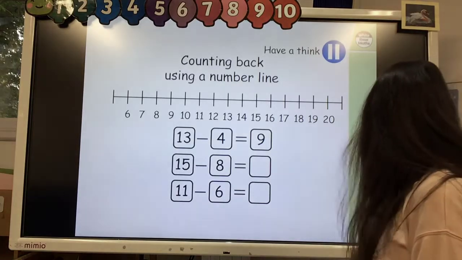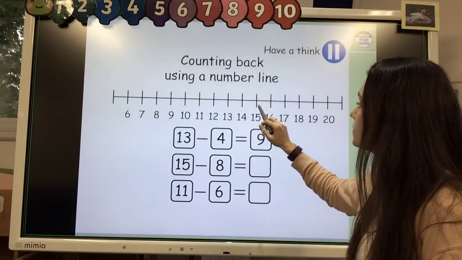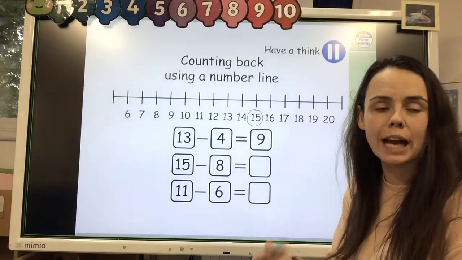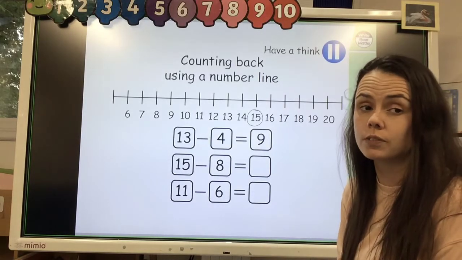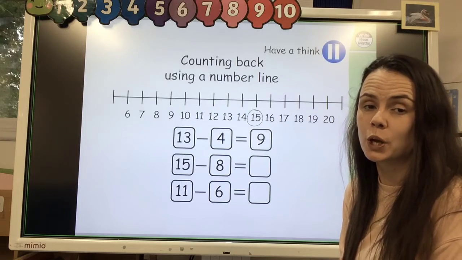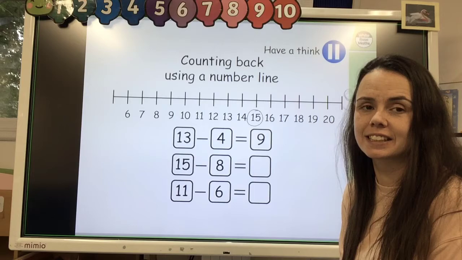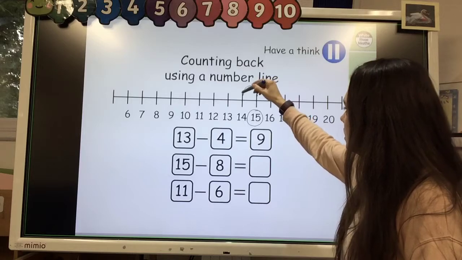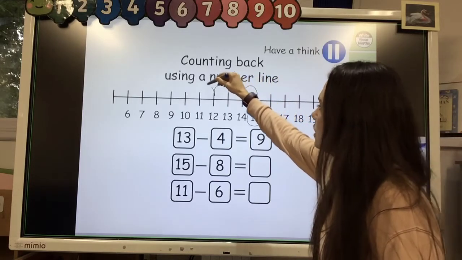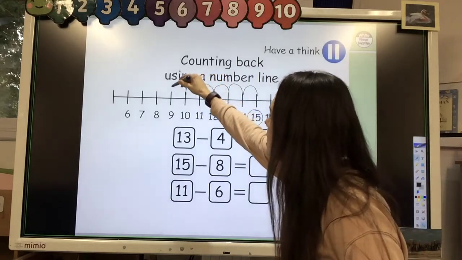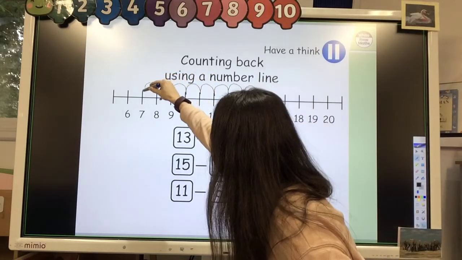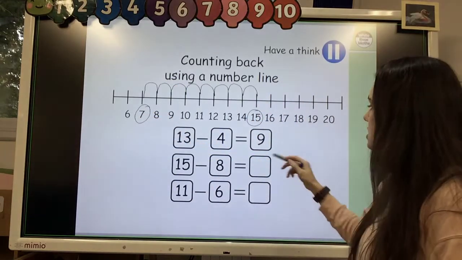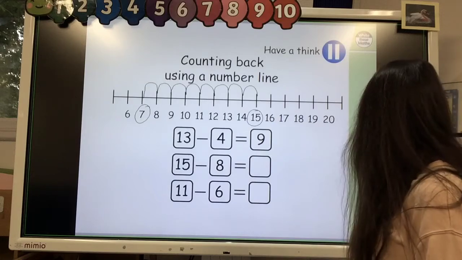Let me try on mine. I'm going to start with 15. Can you find 15 on your number line? Now can you count back 8? It's quite long. What number did you get? Let me try. So I found 15 and I'm counting back 8. So 1, 2, 3, 4, 5, 6, 7, 8. I've got to the number 7. Did you get to the number 7? Fantastic. So the answer to this one would be 7.